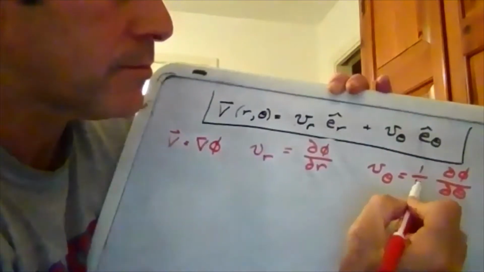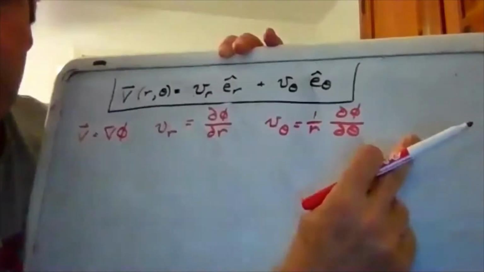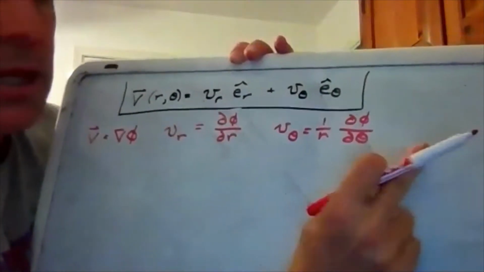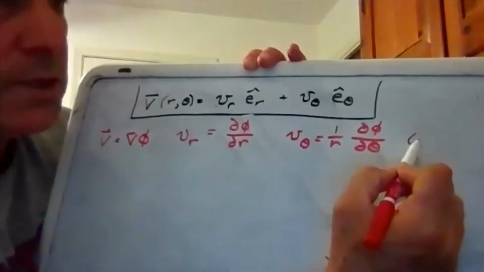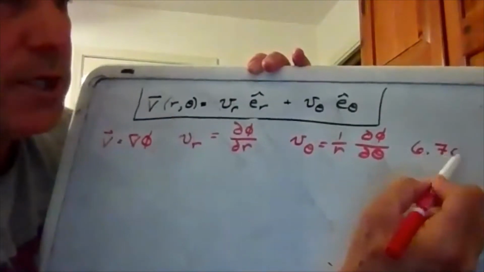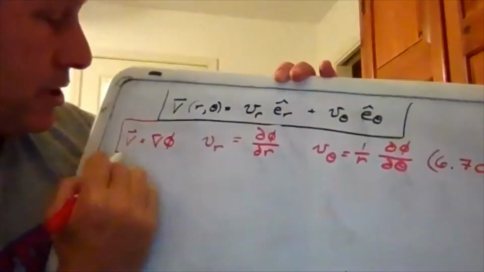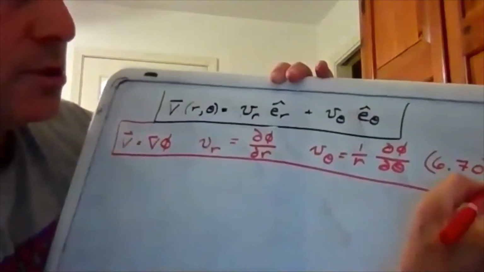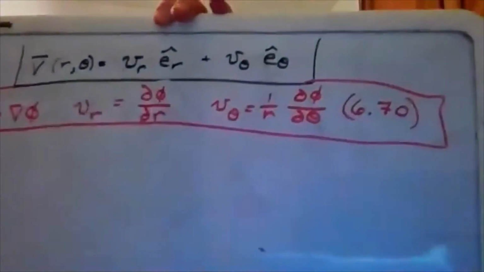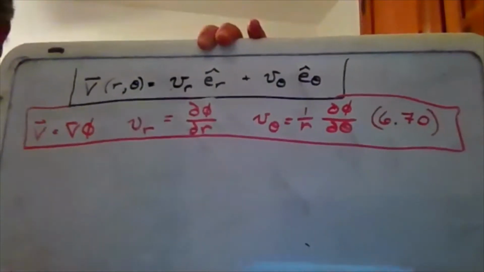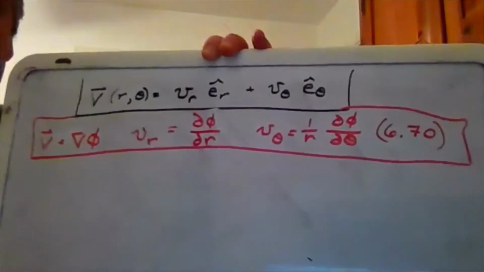There's also a component in the z direction, but we're not going to worry about it in ME120. This is equation 6.70. It should go on your equation sheet for test 3. Let's work with it.